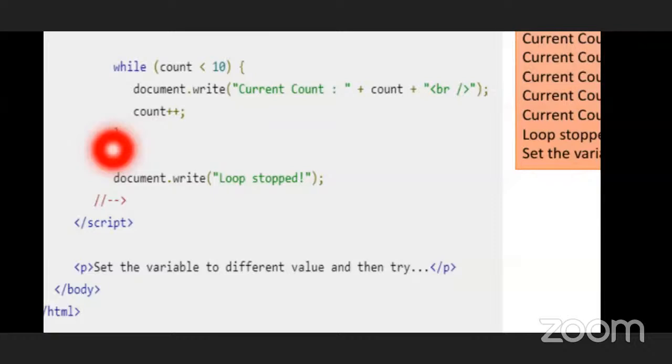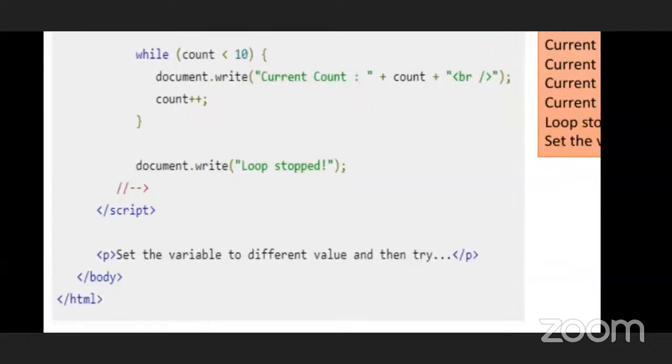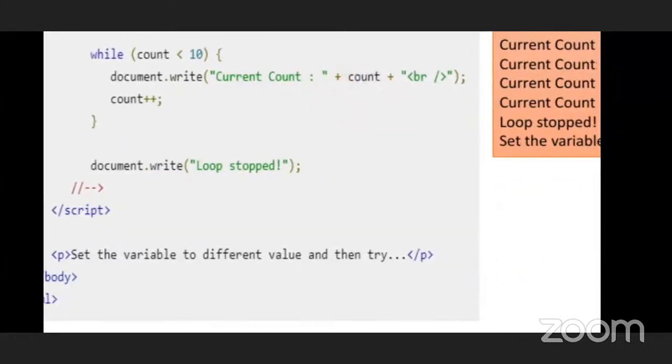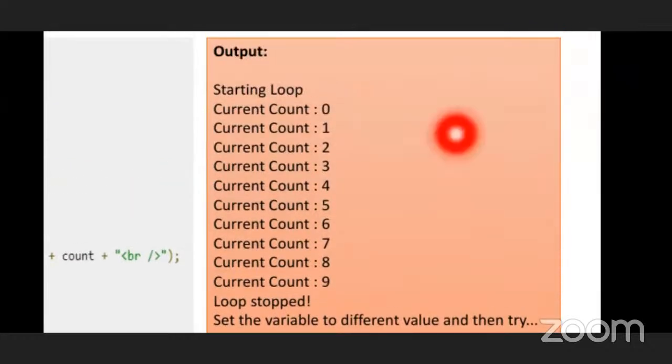But the important point is, this is the looping concept, so it should be redirected to the starting point again. Observe here, from this statement it should be redirected to this statement again. Now the count value becomes 1. 1 less than 10, that is also true. If it is true, then again it needs to enter into the body of the while. So same again, current count, then the count value is 1, and 1 will be printed. If you observe the output screen, starting loop is printed out of the loop. Current count 0 in the first iteration.